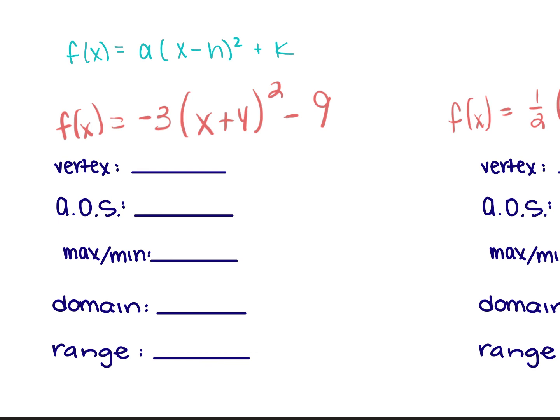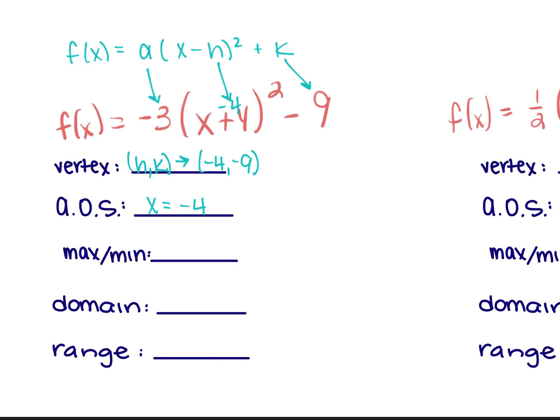The negative 3 is your a. Your h is your negative 4. Think opposite of the sign in front of it. It's supposed to be negative, it becomes positive. So it would have to be a negative 4 for your h. Then your k is your negative 9. Your vertex is the ordered pair h comma k, which in this case is your negative 4, negative 9. The axis of symmetry is the x value from your vertex, so that's just x is equal to negative 4.